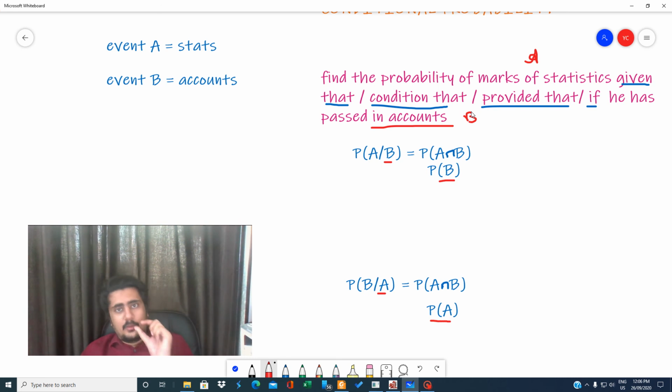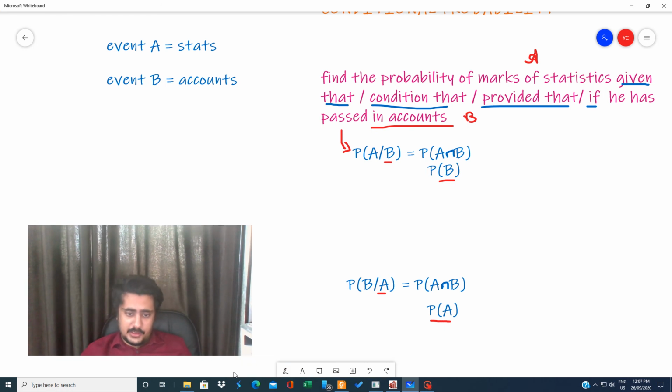In this question, what is the condition? The condition is that he has passed in accounts. So accounts is the condition. Condition is always in the denominator. If your question states like this, that means it is A upon B. Just first pick up the words: given that, condition that, provided that, if. Any sentence in the continuance of this, like given that he has passed in accounts, after given that there is a condition B. So B is in the denominator and B is the condition. If B is in the denominator, that means it is A upon B.